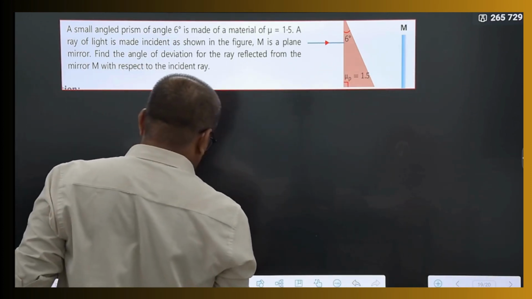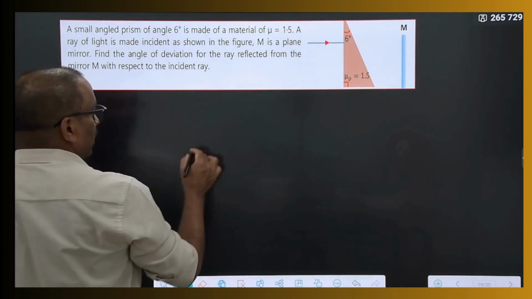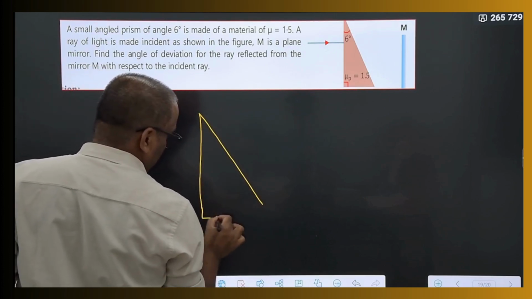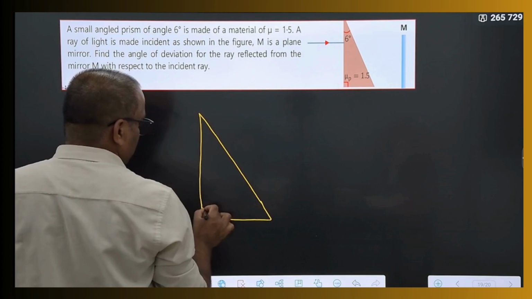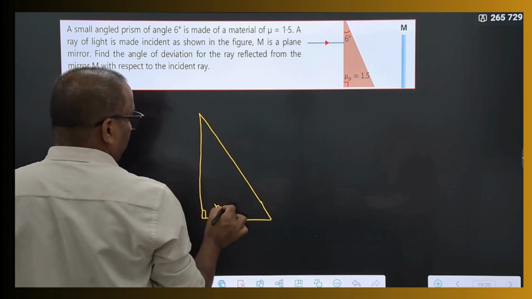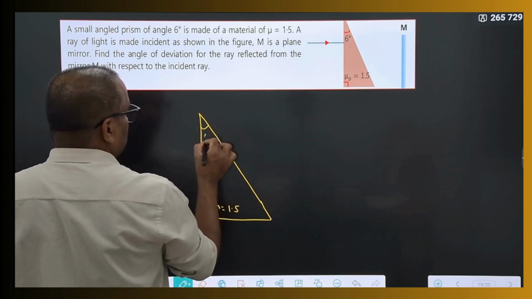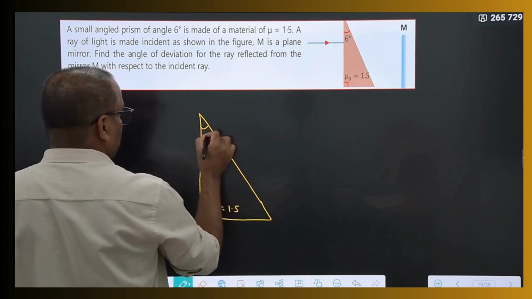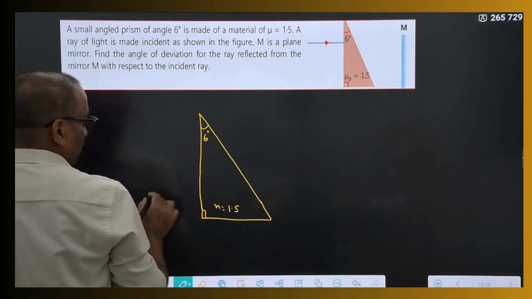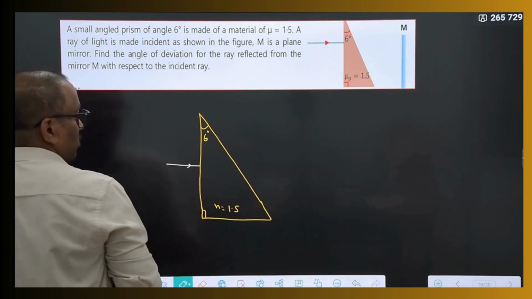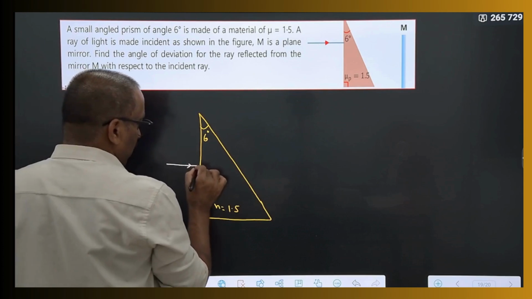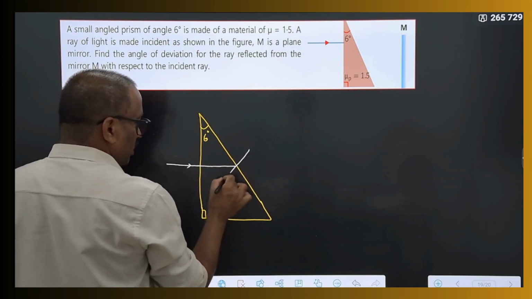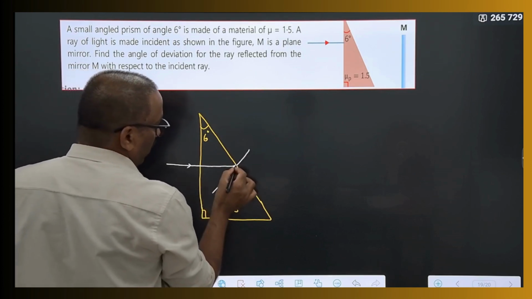So, now let us see, try to understand here. There is a small angled prism. This is your 90 degree. So, refractive index is given as 1.5. This is your 6 degree, not 60, 6 degree. Now, what happened? This light ray is incident normal along this one. Now, what happens? This light ray will go like this. So, this is your normal, then what will happen? It will bend toward this side.